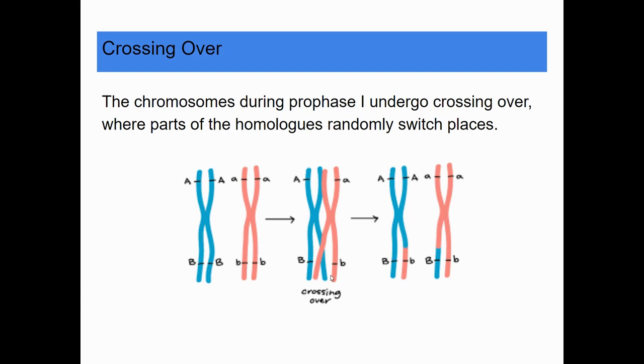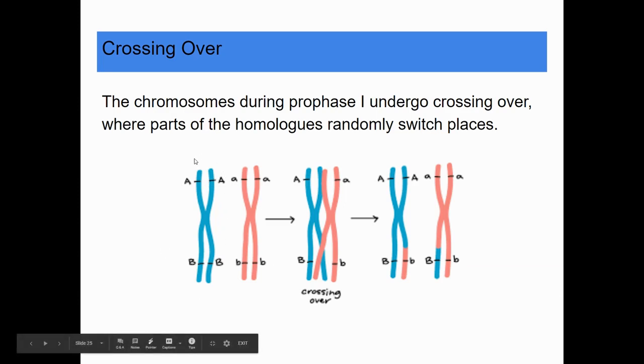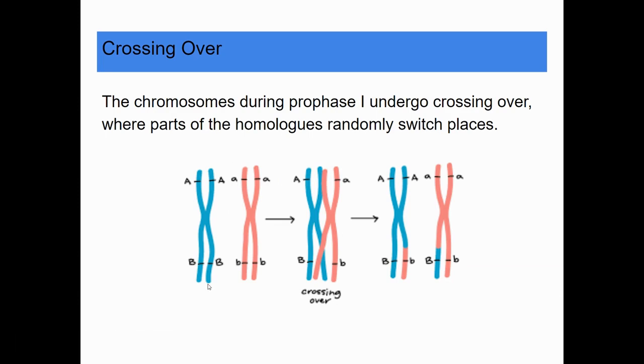Now, this is important because if you think back to you and how you're made, you got DNA from your mom and DNA from your dad. So let's think of this blue chromosome as being the chromosome that you got from your dad. And this pink chromosome is the chromosome that you got from your mom. They are genetically different, your mom and your dad.